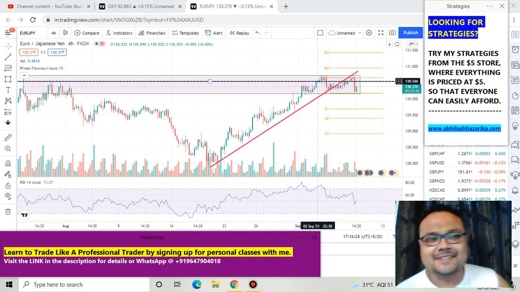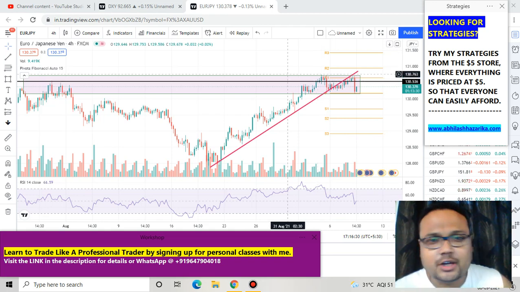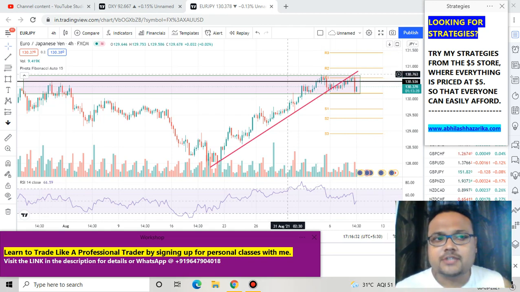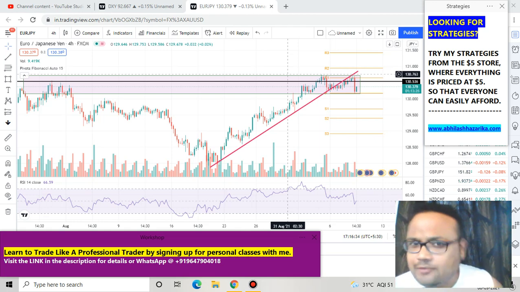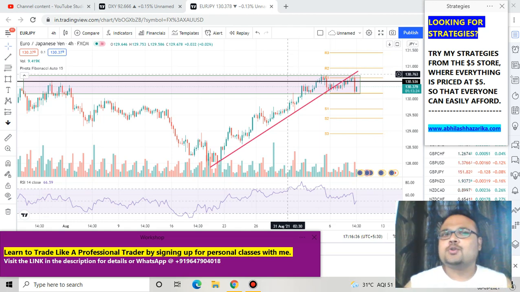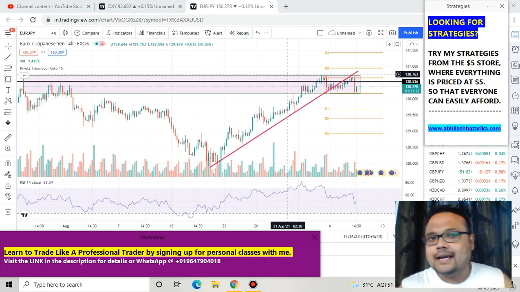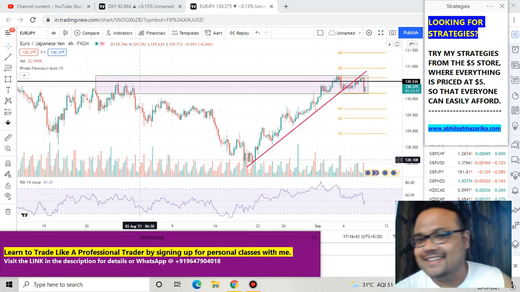So let's get started. This is the 4 hour chart of Euro JPY in front of us right now. And as you can see, I have many lines drawn on the chart. Let's try to understand these lines, then we'll jump to the strategy part. Clear? Okay, let's get started.